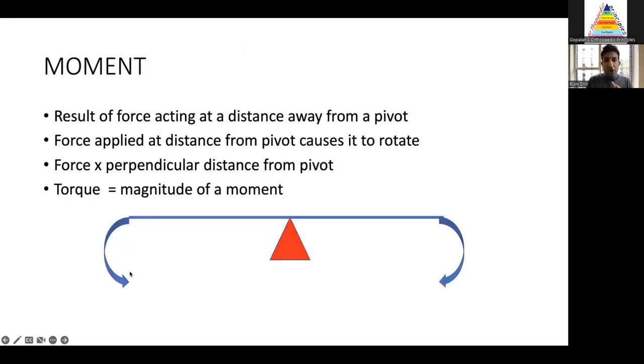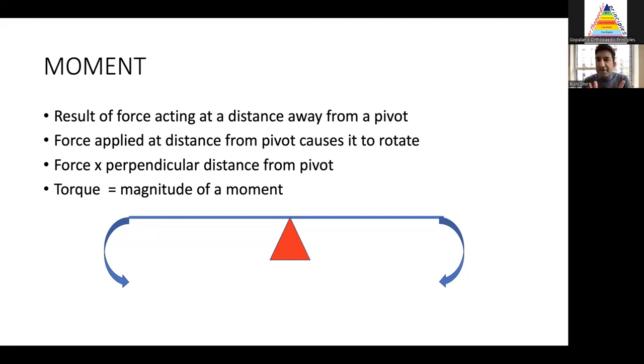So let's move on to moments. So what is a moment? A moment is basically a force acting at a distance away from a pivot. So in orthopedics particularly, we apply forces, which we call turning forces, at a distance away from a pivot or fulcrum, and that will cause things to rotate. And the equation that you need to know about is force times perpendicular distance from the pivot, okay? And the size of that moment is equal to the torque.